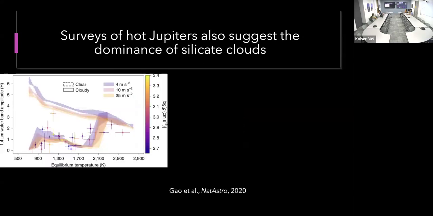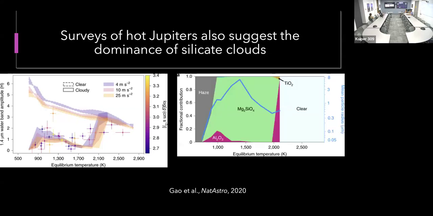So that's on the brown dwarf side, and then also in the hot Jupiter regime, we have a lot of evidence that clouds are shaping everything. This is a figure from Peter Gao in 2020. All of these little dots are sort of an average of a bunch of different hot Jupiter measurements, particularly with Hubble, in the 1.4 micron water band, using that as a tracer of how strong that water band is to infer the level of clouds present in that atmosphere.